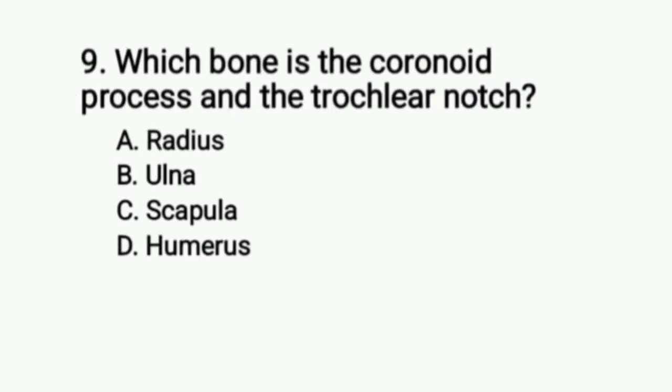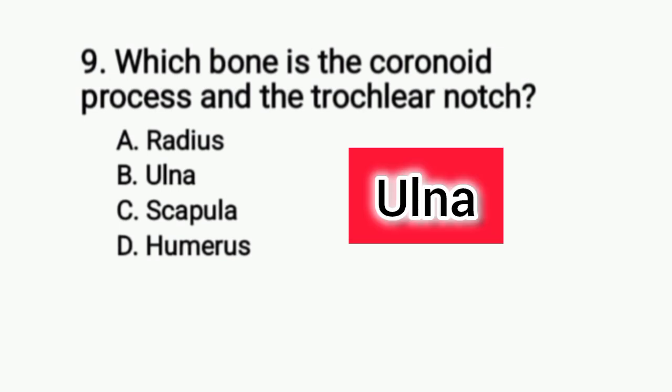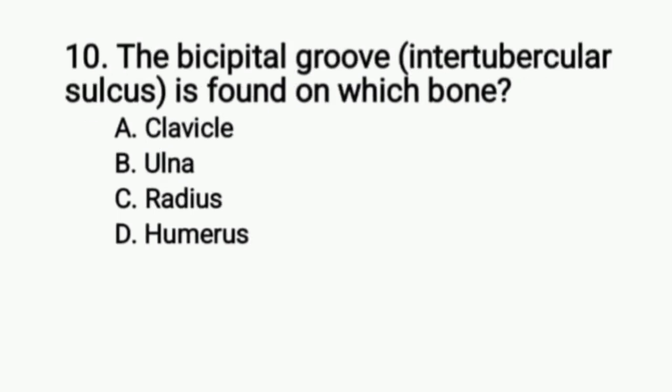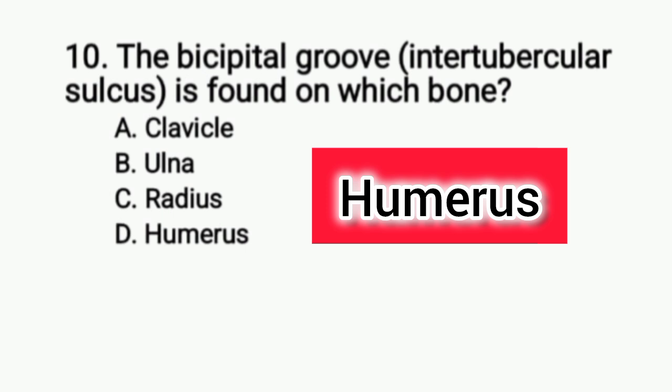Which bone has the coronoid process and the trochlear notch? The correct answer is option number B, ulna. The bicipital groove or intertubercular sulcus is found on which one of the following bones? Correct answer is option number B, humerus.